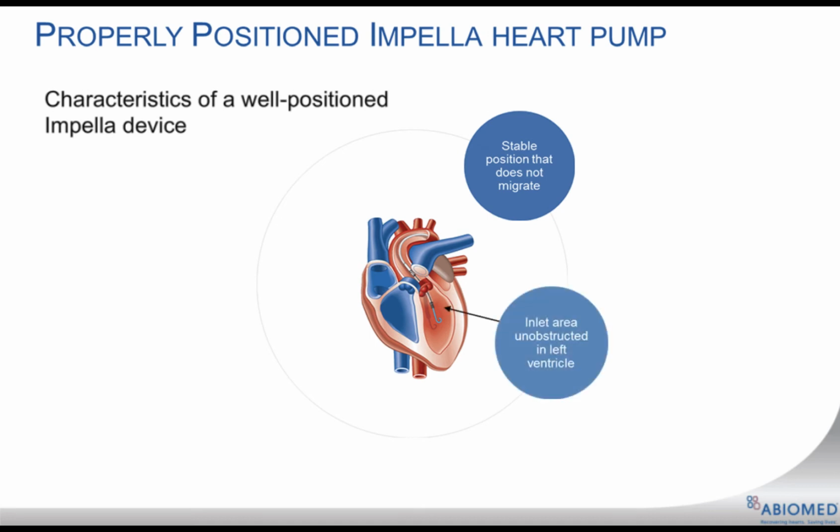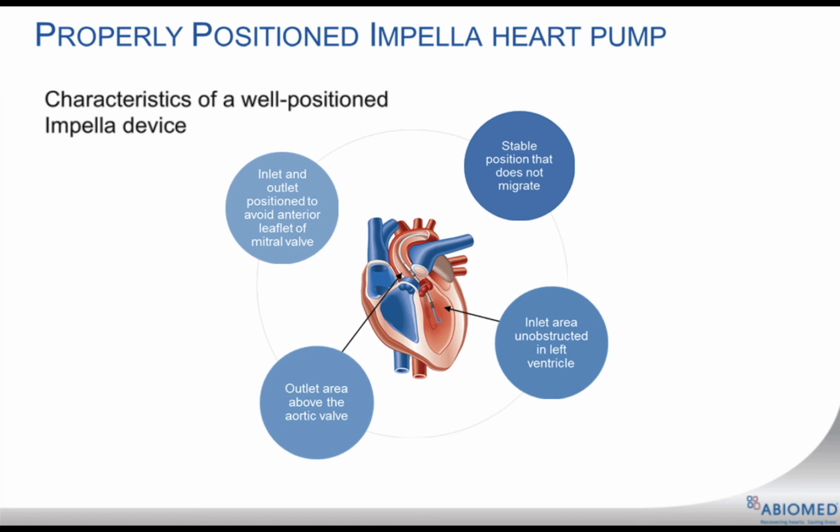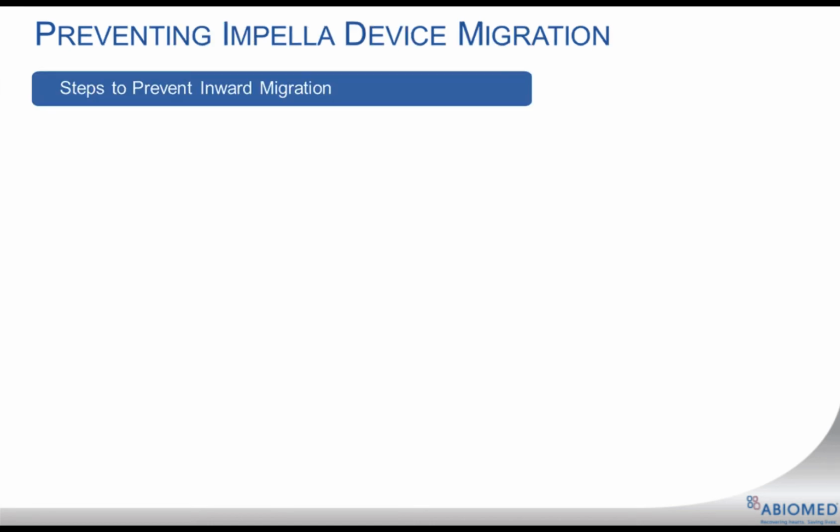One of the most effective means of preventing migration and maintaining proper position is to remove catheter slack and carefully position the inlet area 3.5 centimeters below the aortic valve. In this position, the inlet area should be unobstructed and the outlet area is above the aortic valve. The inlet and outlet areas are positioned to avoid the anterior leaflet of the mitral valve. When the Impella device operates at high flow rates, the catheter is pulled into the ventricle.